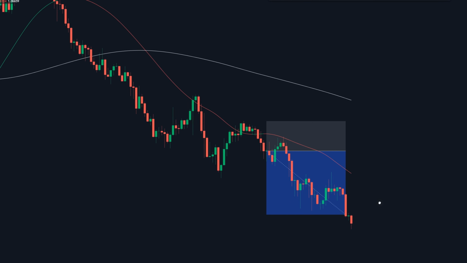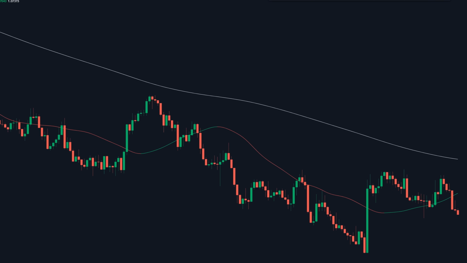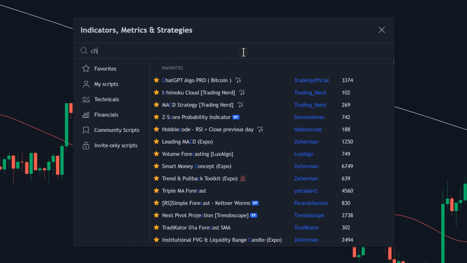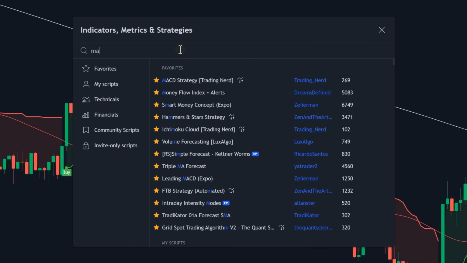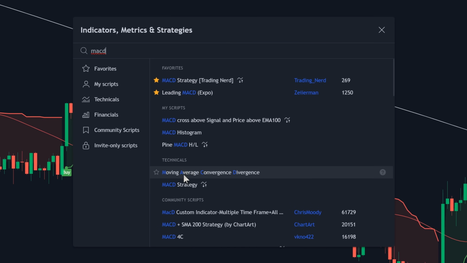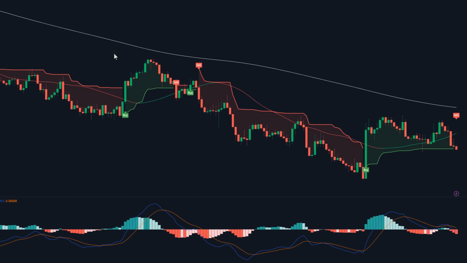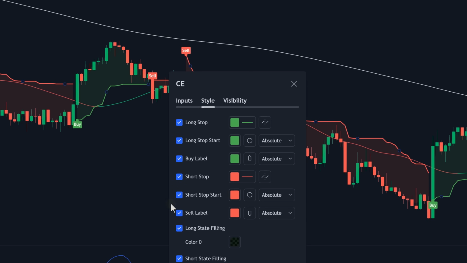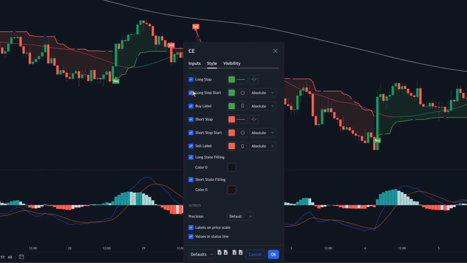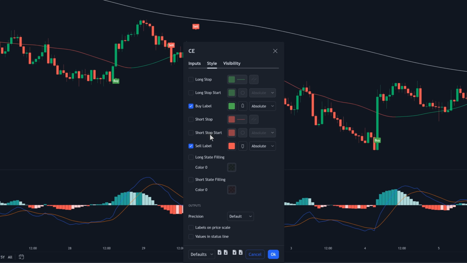Now, let's add 2 more indicators to the chart to make this strategy even better. On the indicator search tab, type in chandelier exit, and it's going to be this one by Everget. And then type in MACD, select this one right here. To configure the chandelier exit indicator, click on this gear icon right here, and then within the Style tab, deselect all options, leaving only the buy label and the sell label active. Next, we're going to modify the label location. Set the buy label to below bar and the sell label to above bar. Once done, confirm your changes by clicking OK.